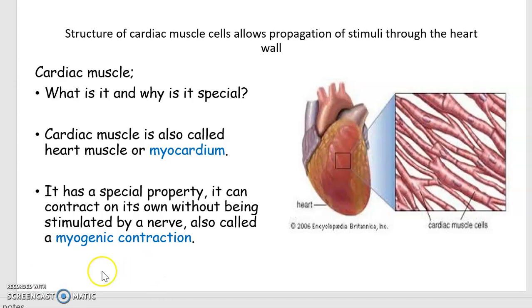When we look at this next one, we need to appreciate what the actual cardiac tissue is, what its structure is, what its function is, why it's so special. So again, it's special because it's got this ability to be myogenic and it doesn't fatigue. Cardiac muscle and heart muscle are interchangeable words, and myocardium is also referring to exactly the same thing. And what we can notice here on this diagram is this branching structure, which, as I said, allows the propagation of signals to move across.